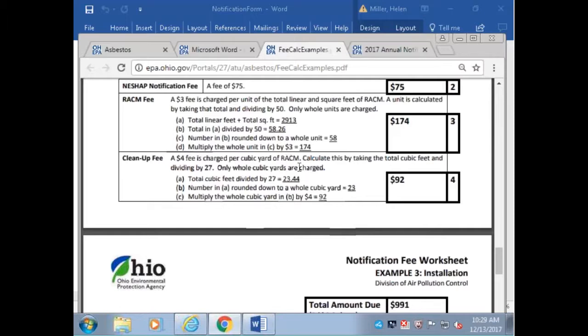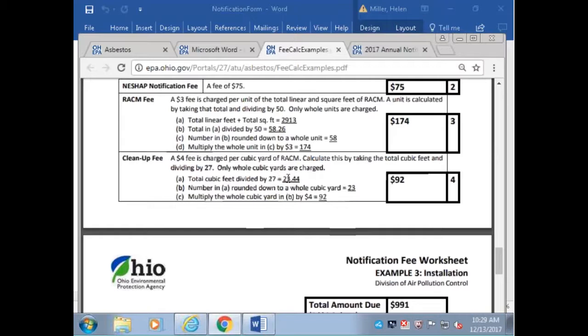One thing you'll remember on the notification, in the rules under notification, you have to notify for cubic feet, but in the law, the charge is by cubic yard. So there has to be a calculation that is done changing cubic feet to cubic yard. So a $4 fee is charged per cubic yard. You calculate this by taking the total cubic feet and dividing by 27. Only whole cubic yards are charged.